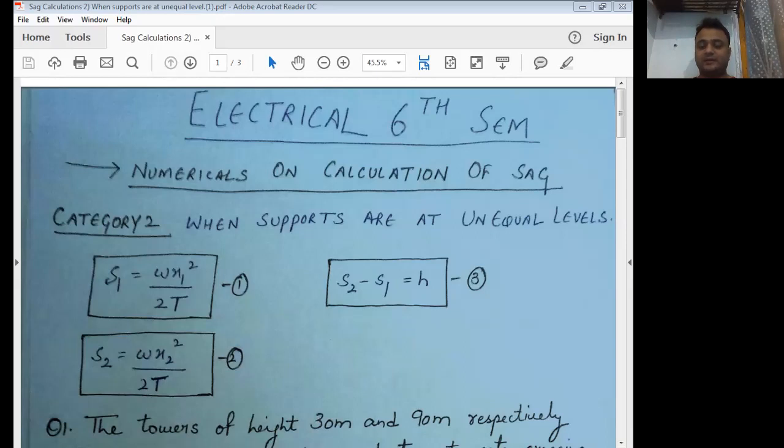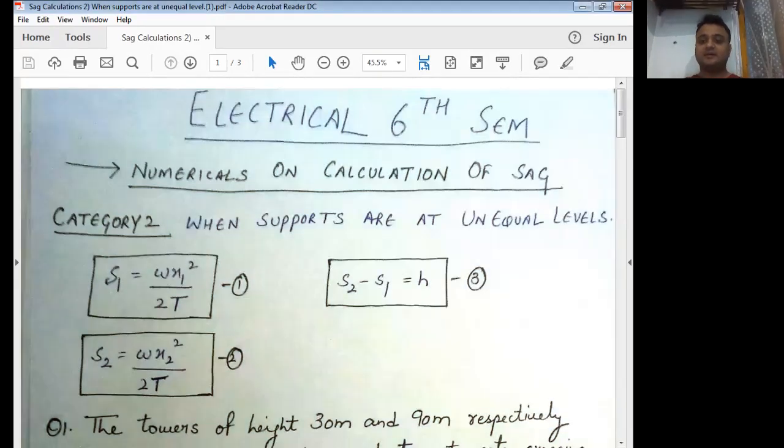Category 1 numerical states, which we had discussed in the previous video, when both the supports are at equal level. मतलब जो हमारे दोनों टॉवर हैं वो हमारे प्लेन ग्राउंड में इंस्टॉल्ड हैं या फैब्रिकेटेड हैं या कंस्ट्रक्टेड हैं. जो कैटेगरी 2 की न्यूमेरिकल्स की प्रॉब्लम है वो कौन से न्यूमेरिकल्स हैं जो हिली एरियाज को कवर करते हैं. जब हमारे टॉवर्स हिली एरियाज में इंस्टॉल होते हैं तो उन टॉवर्स का सैग डिफरेंट रहता है. टावर A का सैग कुछ और रहता है और टावर B का सैग कुछ और रहता है. That we will discuss in this video.